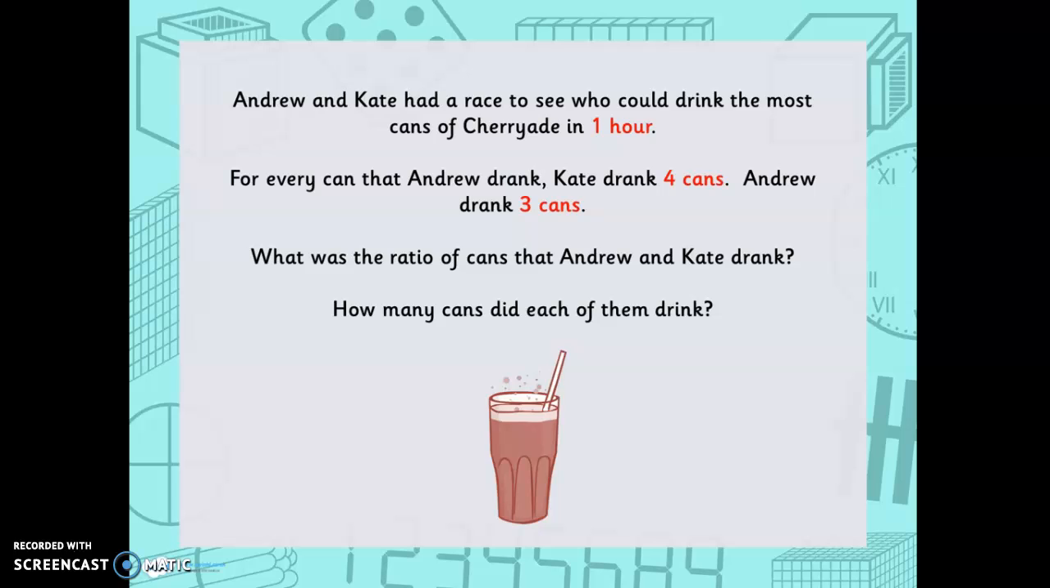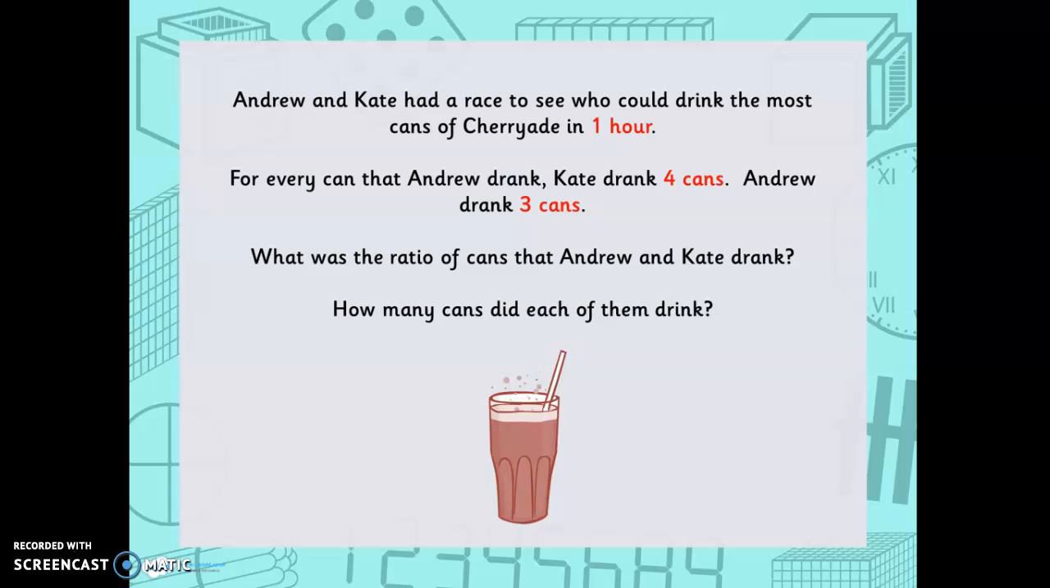So in order to work this out, we need to be thinking about how many Andrew drank and what number that would mean that Kate drank. So we know Andrew drank 3. So for every 1 he had, Kate had 4. So in order to go from 1 to 3, I multiply that number by 3. So for Kate, we need to multiply her number by 3 as well. We're doing the same thing on both sides.